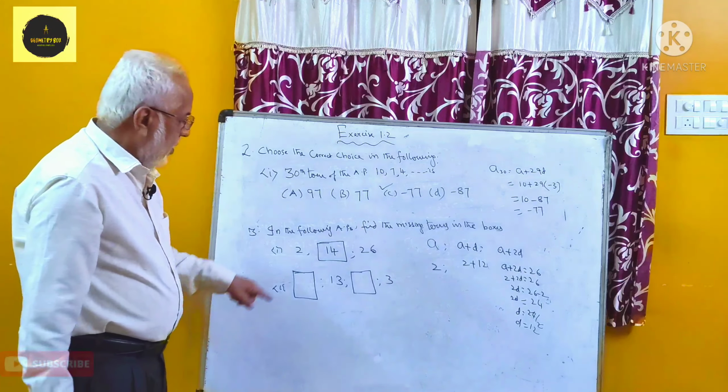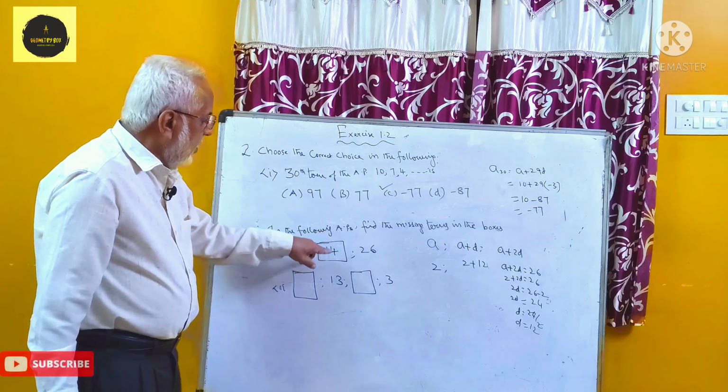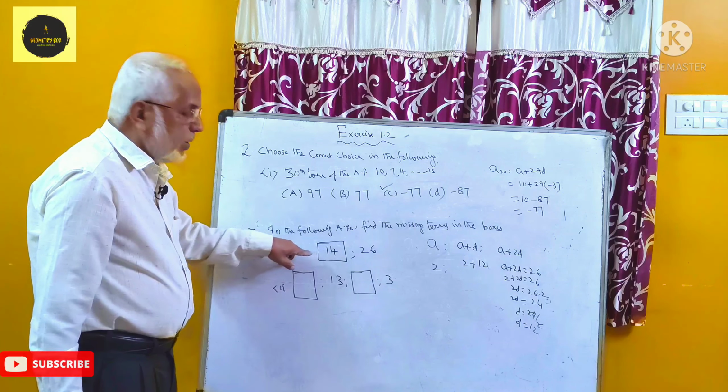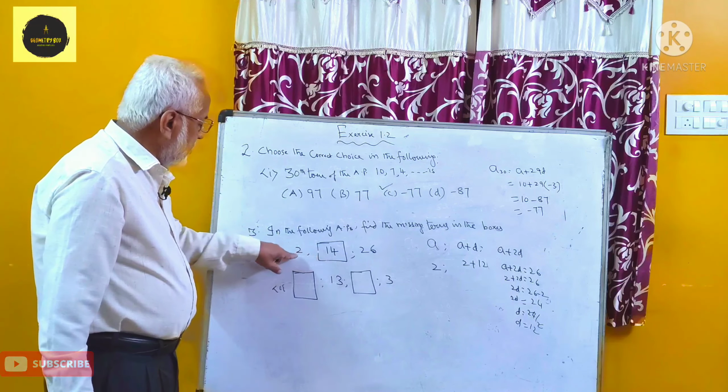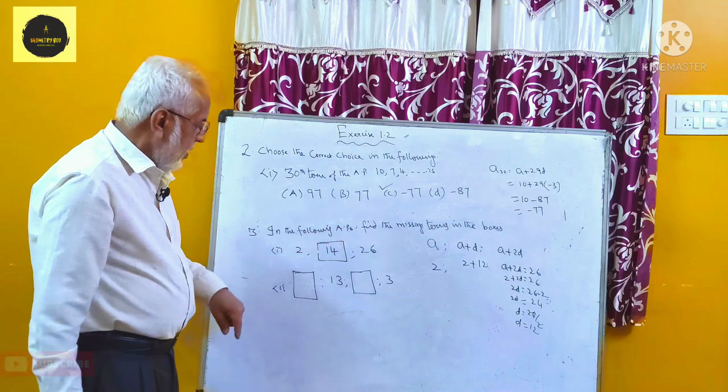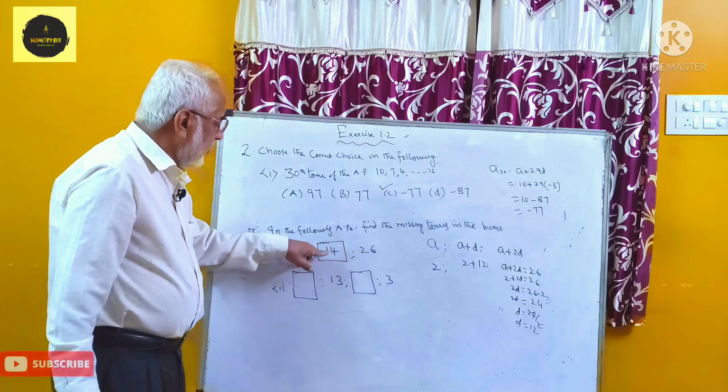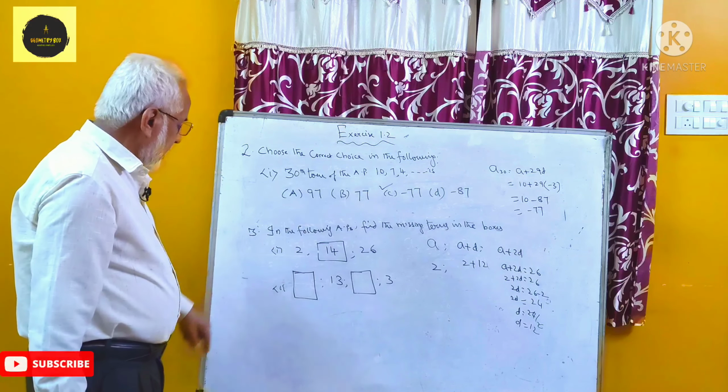Here you can do verification also. This is A1, A2, A3. D is equal to A2 minus A1. 14 minus 2, how much? 12. Then again, 26 minus 14, 12.